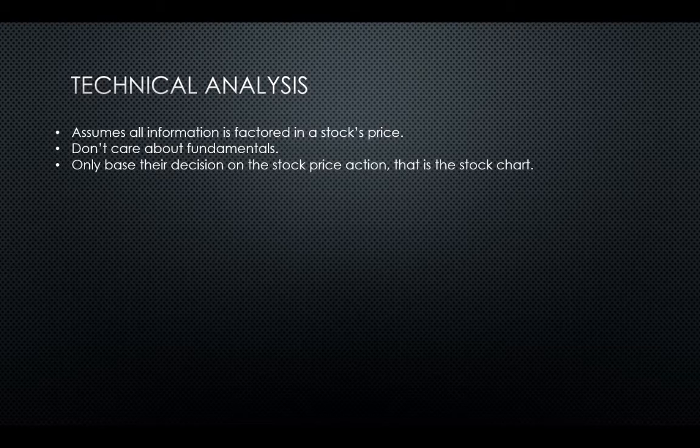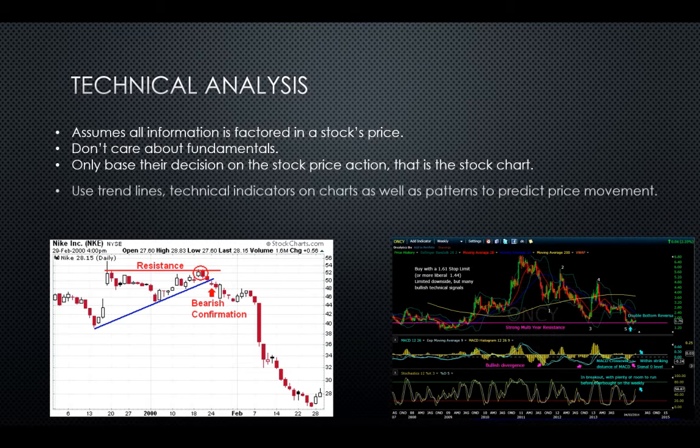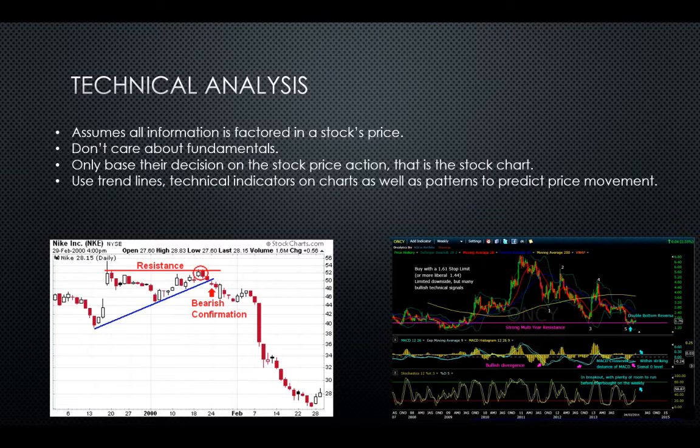That is, its technical chart. They use trend lines and technical indicators on price charts and have identified certain patterns that predict, to a certain degree of accuracy, if a stock will move up, down, or go sideways. This method has dominated since the 1980s for short to intermediate term trading, and even some long-term investors use technical analysis to pinpoint their entry into a stock and choose their exits.